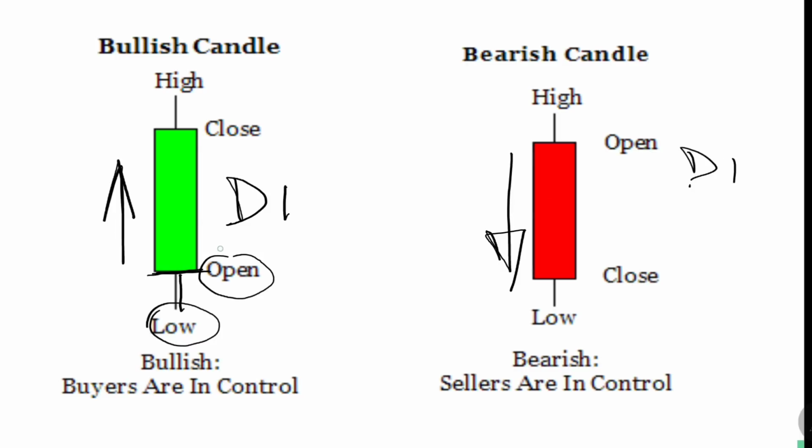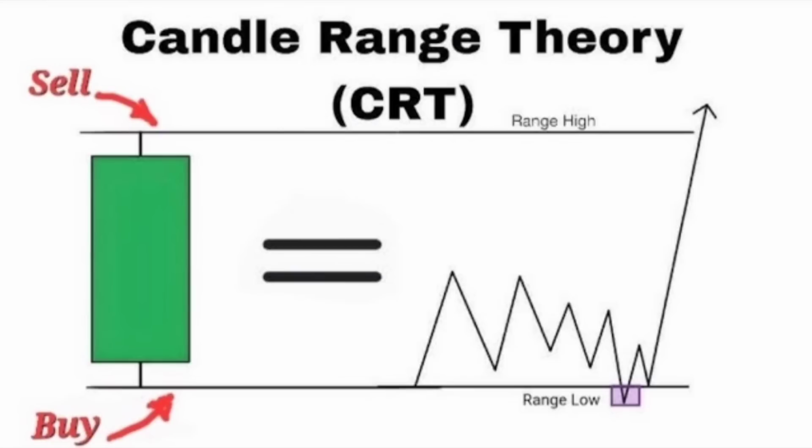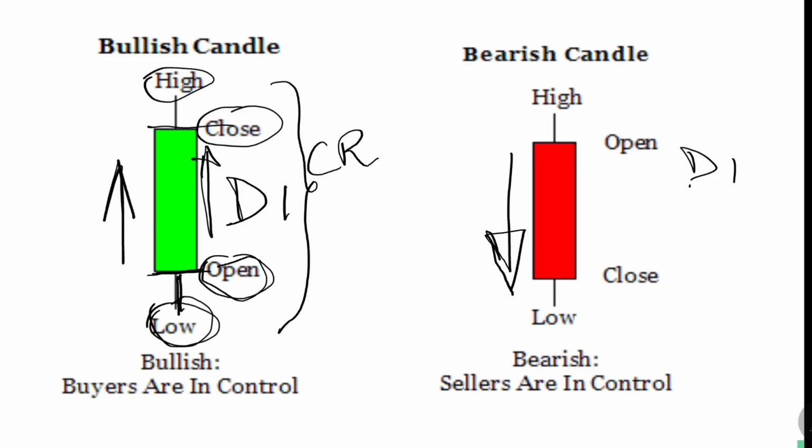So for a bullish candle, it opens here, makes the low of the day right there, trades down, then trades up, makes its high and then closes right there. For a bullish candle, this means that the buyers are in control, and this is the candle range. I've made a previous video on candle range theory. Kindly view that video; it is in the description box of this video, or just go to the history section of my YouTube channel.